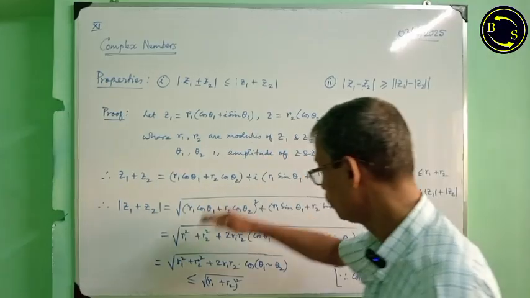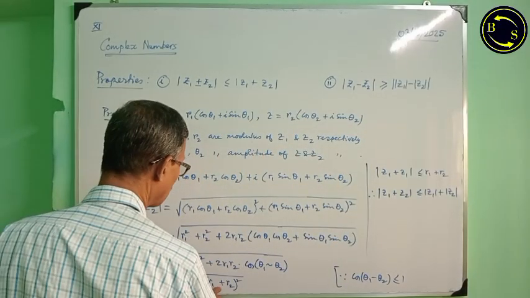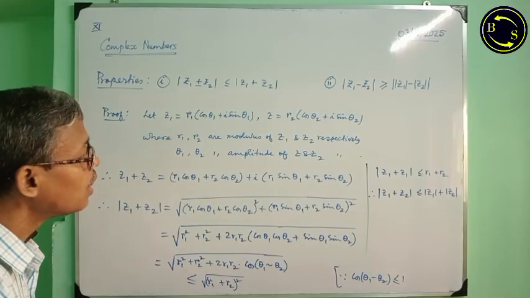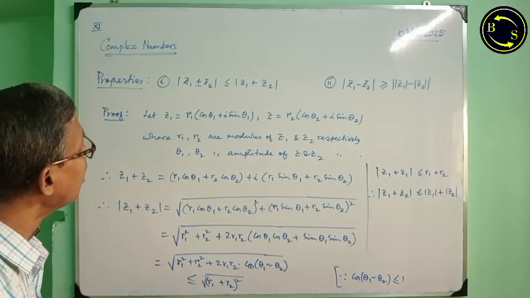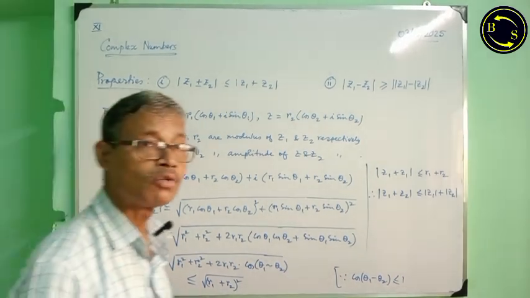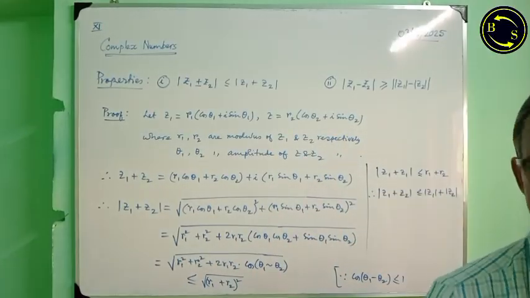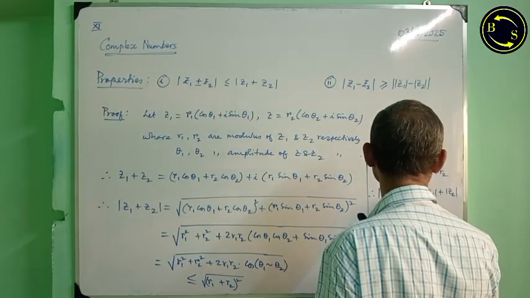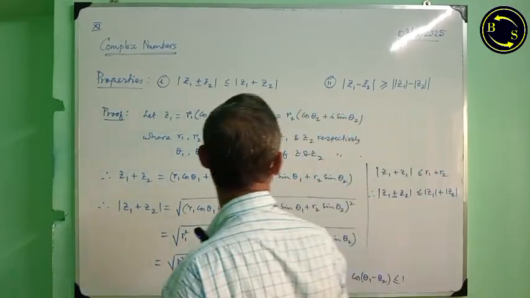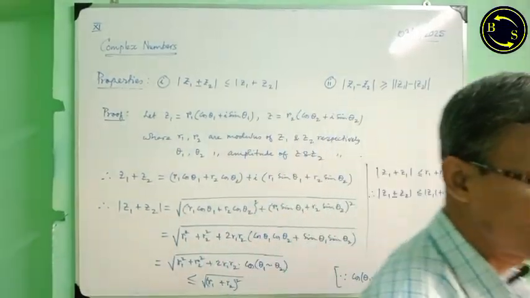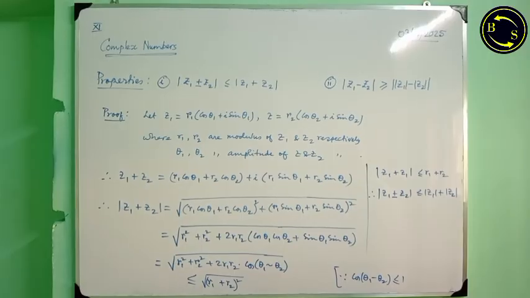Taking minus also, we can show it will be (r1 minus r2) whole square, that is of course less than or equal to (r1 plus r2) whole square. From that, the final conclusion is this. Therefore, the first inequality relation is proved. Now, the second one can be proved easily.